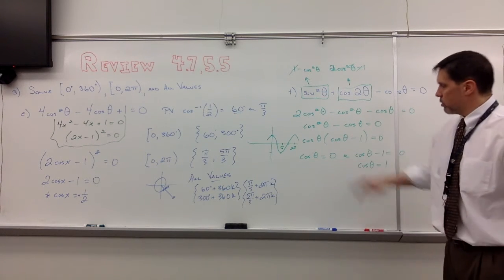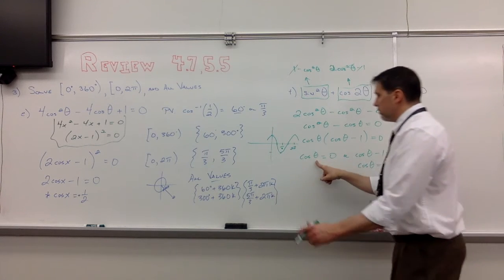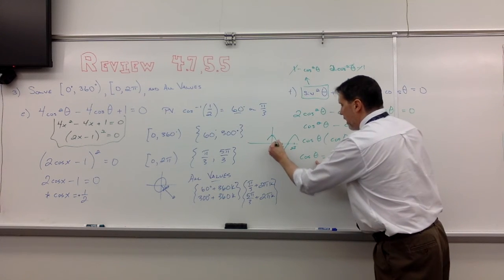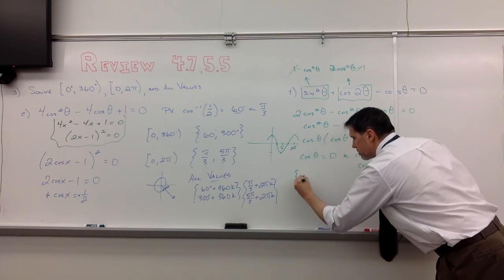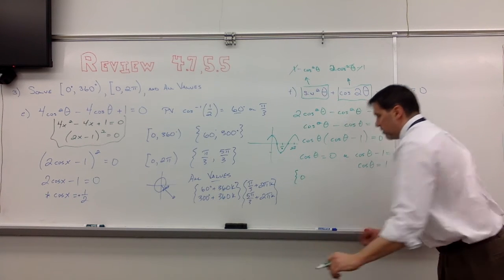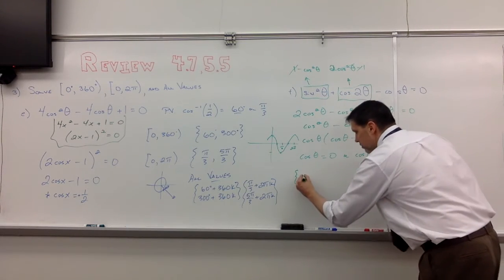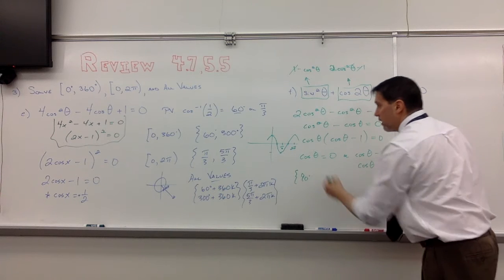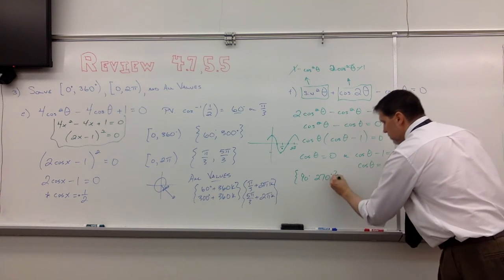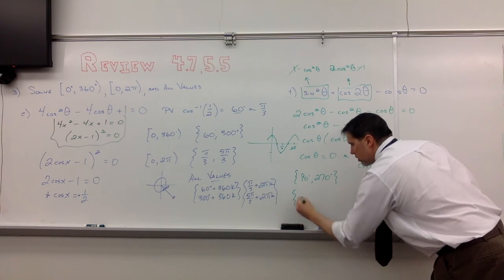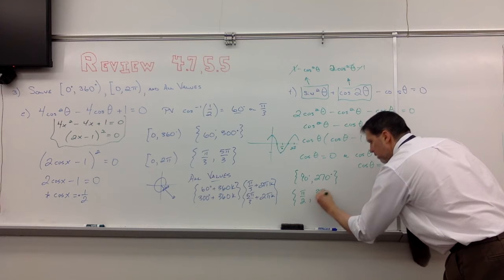All right, where is cosine of theta equals 0 from 0 to 2 pi? Well, it's 0 here at pi halves, and it's 0 here at 3 pi halves. So let's just start with it's 0 at pi halves, which is 90, and 3 pi halves, which is 270. As far as radians are concerned, we're looking at pi halves and 3 pi halves.